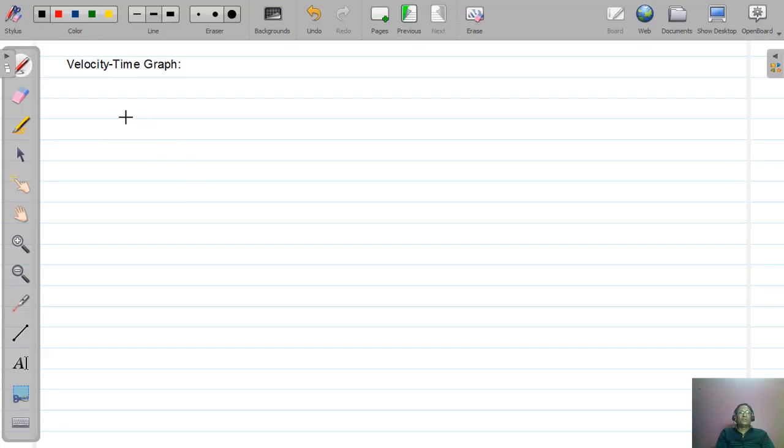Now we discuss some velocity time graphs. See, this is one of the velocity time graphs. This is V. This is the time axis. This is our reference origin, and the graph is in this way.